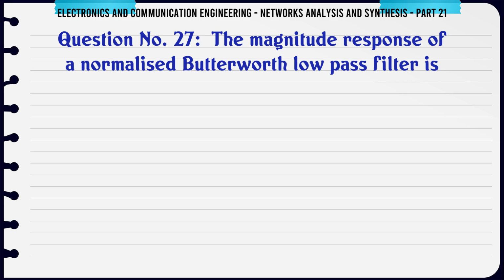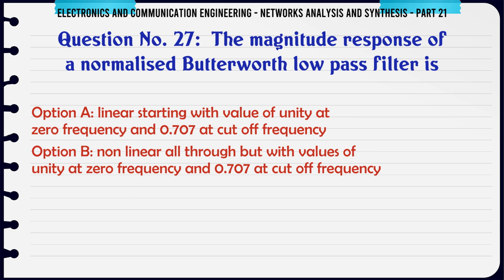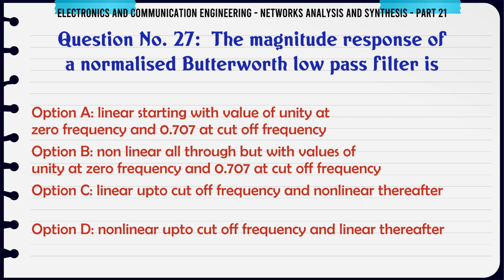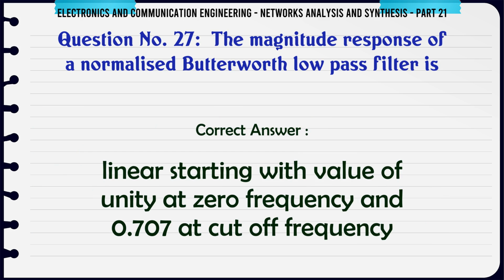The magnitude response of a normalized Butterworth low-pass filter is: A. Linear starting with value of unity at 0 frequency and 0.707 at cutoff frequency. B. Non-linear all through but with values of unity at 0 frequency and 0.707 at cutoff frequency. C. Linear up to cutoff frequency and non-linear thereafter. D. Non-linear up to cutoff frequency and linear thereafter. The correct answer is linear starting with value of unity at 0 frequency and 0.707 at cutoff frequency.